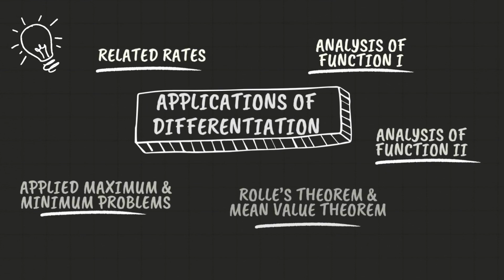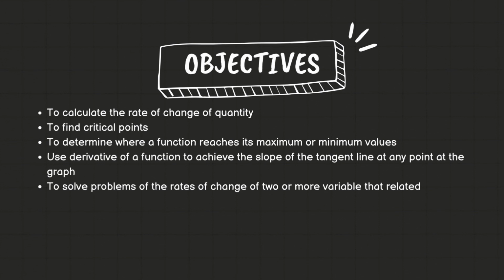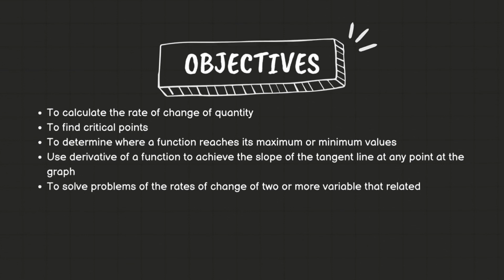Differentiation has a few types of application. As shown, there are related rates, analysis of function 1, analysis of function 2, Rolle's theorem and mean value theorem, and the last one is applied maximum and minimum problems. Objectives: to calculate the rate of change of quantity, to find critical points, to determine where a function reaches its maximum or minimum values, to use the derivative of a function to find the slope of the tangent line at any point of the graph, and to solve problems of the rate of change of two or more variables that are related.